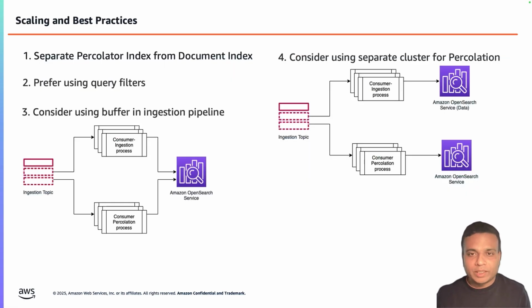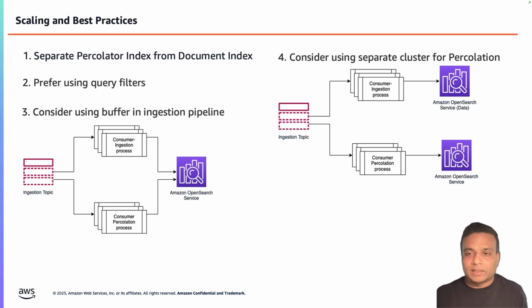When implementing percolators in production environments, scaling considerations become crucial. Based on real-world experiences and AWS best practices, there are several key strategies to ensure optimal performance. First, always maintain separate indices for percolators and documents. This separation allows you to optimize each index independently by tuning shard counts and refresh intervals based on specific usage patterns. Second, implement query filters effectively.